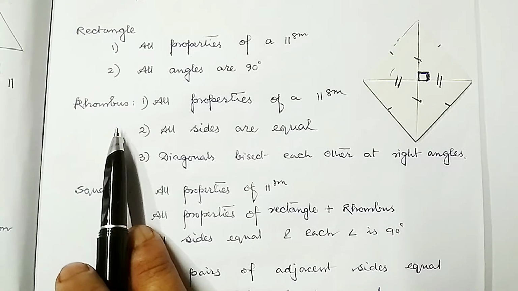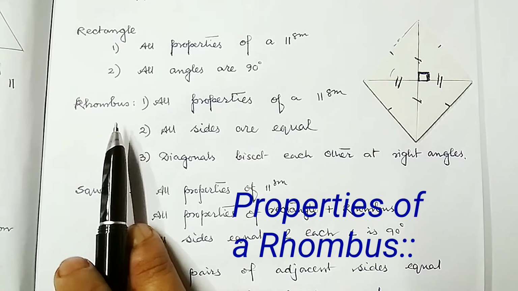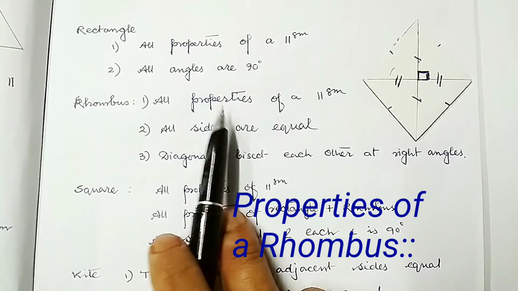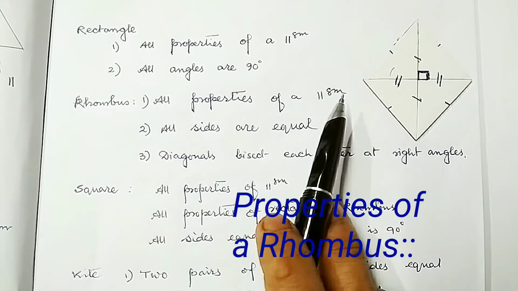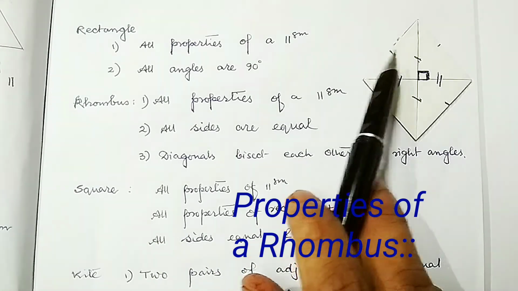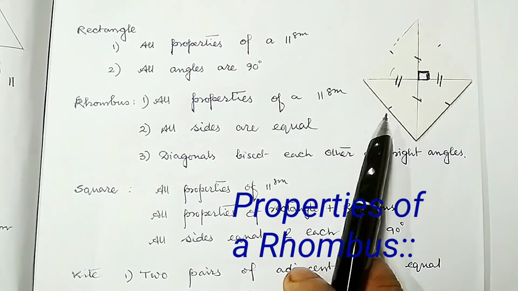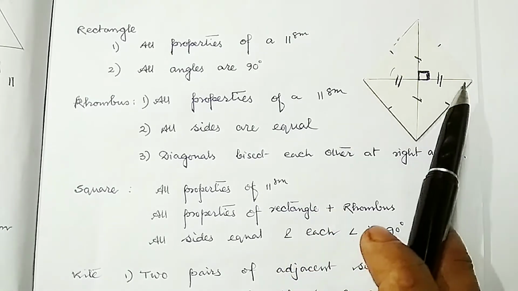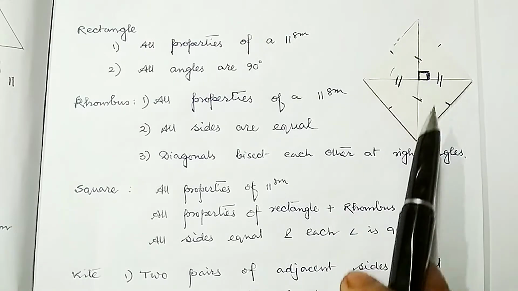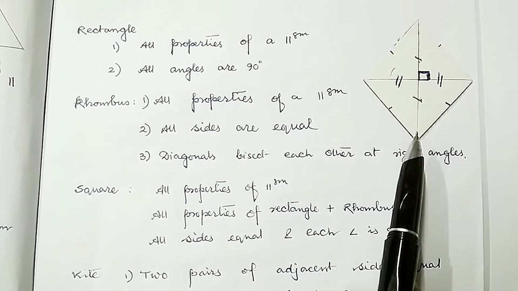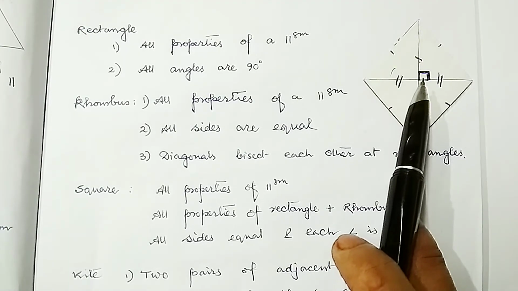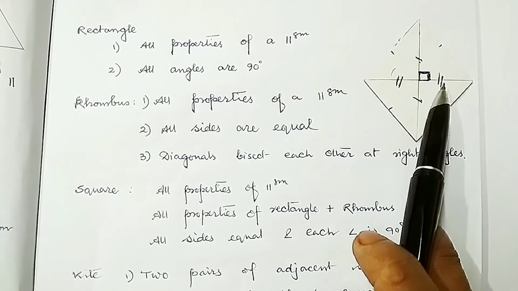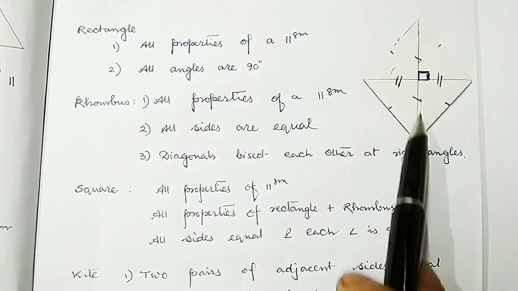In case of a rhombus, which is also a special type of parallelogram, all properties of parallelogram, whatever I said, are applicable here. Here extra properties are that all the sides, this side, and this side, all the sides of this parallelogram are equal. And this diagonal, this is one diagonal, this is another diagonal, they bisect each other at right angles. That means this angle will be 90 degree. This side will be equal to this side and this part will be equal to this part.